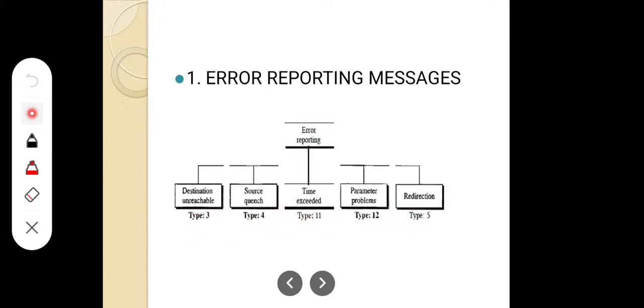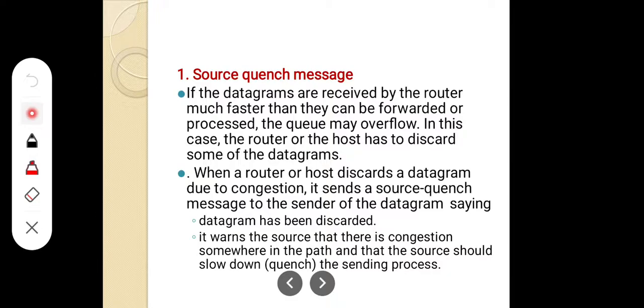So what is the purpose of these types? In the ICMP message format, there is a field called type, and in that field we write this value. For destination unreachable, we write type 3. For source quench, we write 4. For time exceeded, it is 11. Parameter problem is 12. Redirection is 5. Let us go into the details of each message. Now, the first one is source quench.